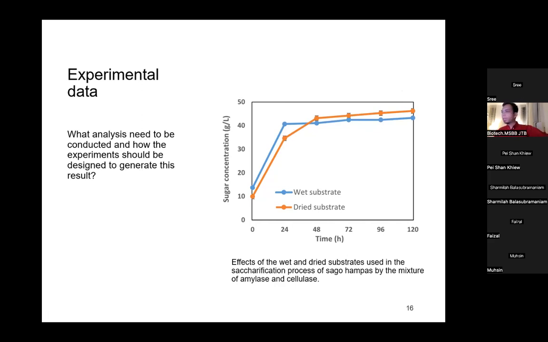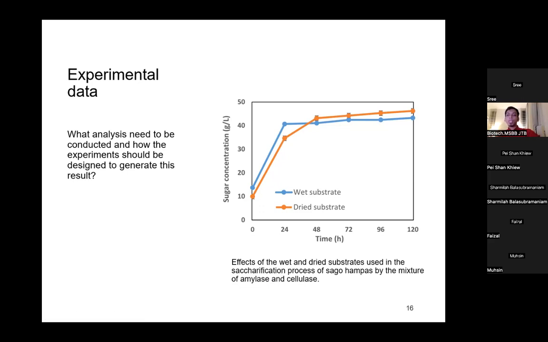Okay, Shamila, I will answer that. So what analysis need to be conducted for this particular graph? You see this graph? We have sugar concentration, we have time. Yes, we need to do the analysis to determine the sugar. All right, so what is the manipulated variable? So our manipulated variable is wet substrates or dry substrates. So we need to conduct two different samples. One is wet substrates, another one is dry substrates. And then we do the saccharification process, because this one is mixtures to conduct the saccharification process. So we do the saccharification process.